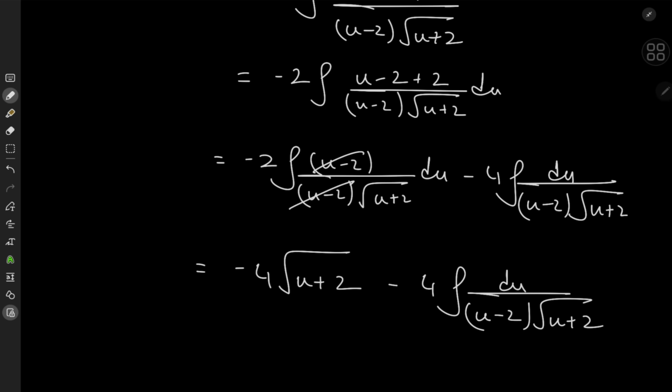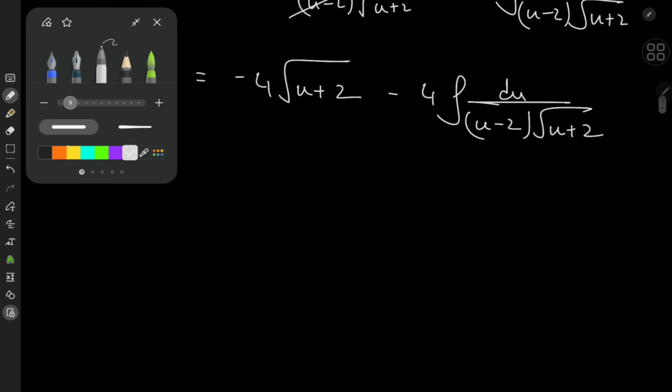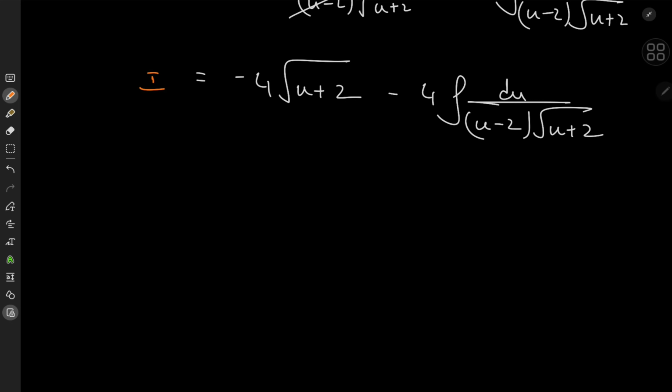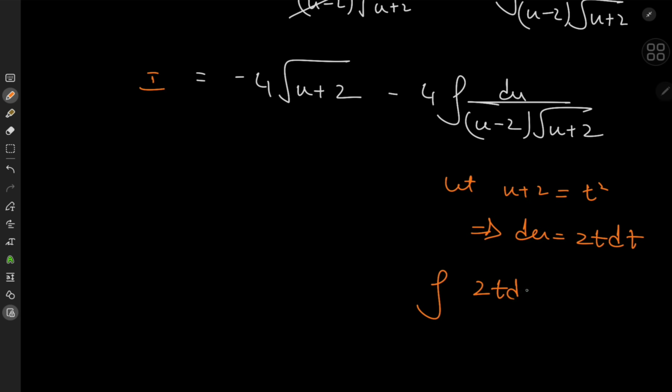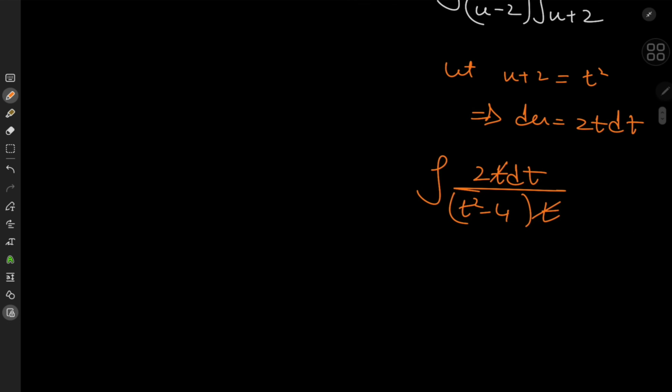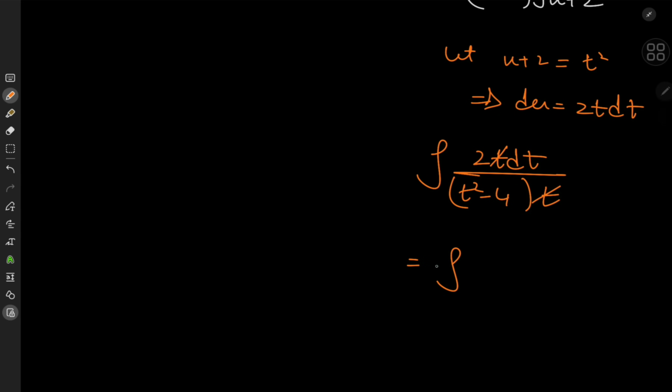That we will solve using a transformation that, you guessed it, gets rid of the square root term. We'll let u plus 2 equal t squared, implying that du equals 2t dt. So our integral is now 2t dt over u, which is t squared minus 2 again, so that's a minus 4 downstairs, and we have t, cancellation, and we're left with a pretty straightforward integral to solve. That is twice the integral of dt over t squared minus 4, which I'm factorizing.